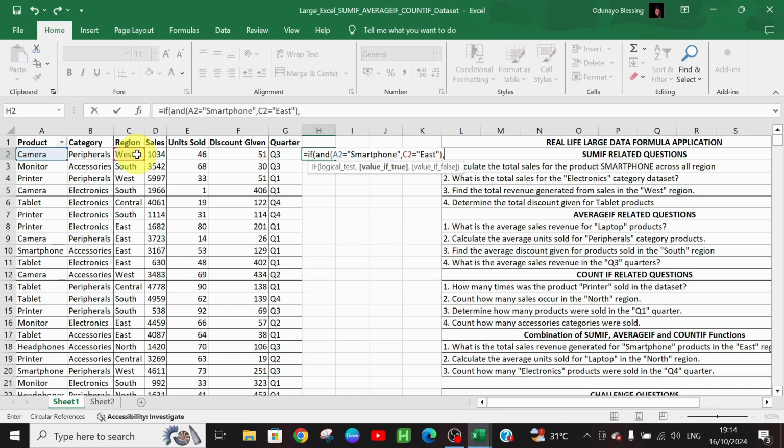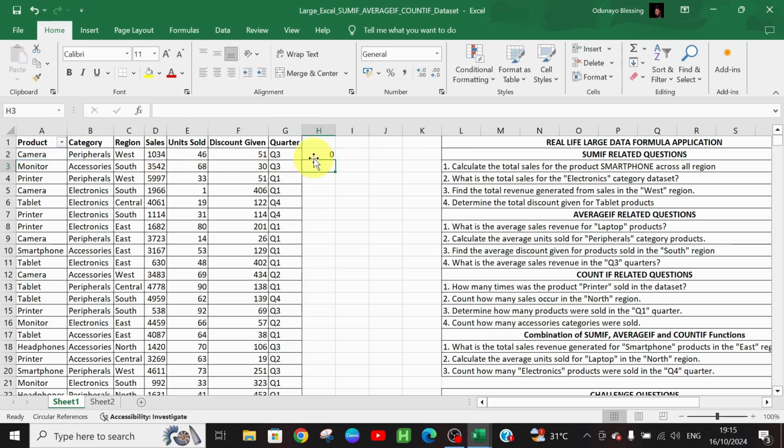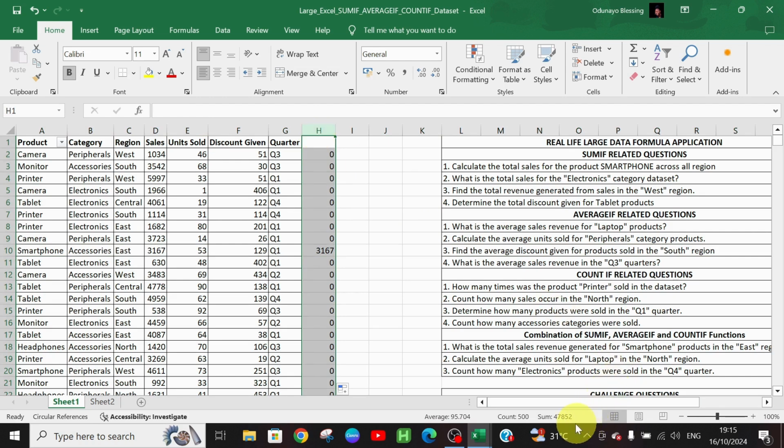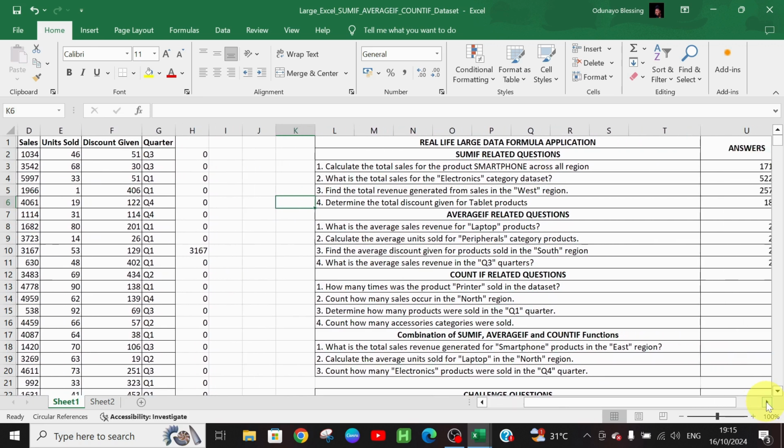Now the value: if the value is true, you should release the sales amount. If the value is false, you should release 0. Then we'll close the bracket. So with this, we already have the total just at a glance. The only figure that is being released here is when we're having smartphones that were sold in the East. Apart from that, it will be 0. Just clicking on this place, you can get the sum to be this, which is 47,852. But what we want to use is the SUMIF, COUNTIF, and the AVERAGEIF function.